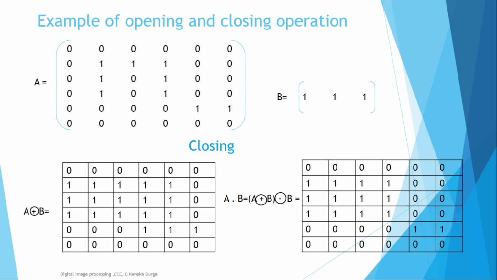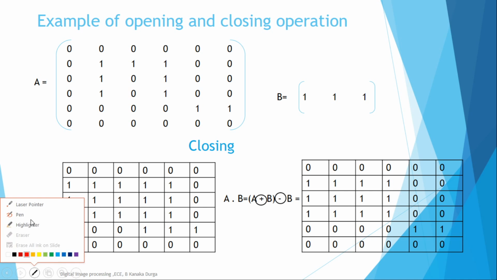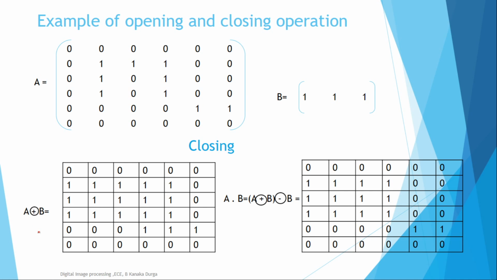Closing operation. In this, observe, I have taken the matrix A and the structuring element is B. So we have to perform the opening and closing operation for this matrix A. So first we will apply the closing operation, after that we will go for the opening operation. In this we have to do the analysis of closing, nothing but first we have to find out the dilation, and for the next resultant matrix we have to apply the erosion.